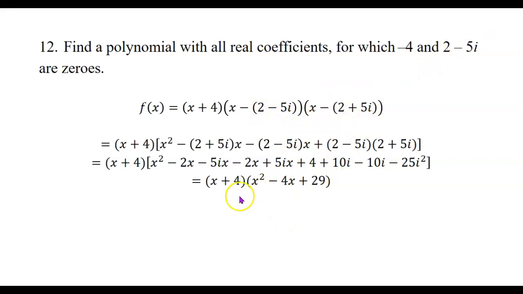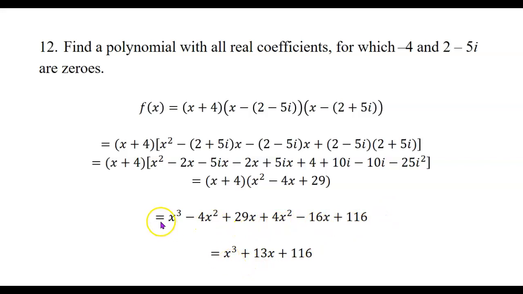The i's canceled, and we just have nice real number coefficients here. And now let's finish multiplying together the x plus 4 times the x squared minus 4x plus 29. X times x squared is x cubed, x times minus 4x is minus 4x squared, x times 29 is 29x, 4 times x squared is 4x squared, 4 times minus 4x is minus 16x, 4 times 29 is 116. Combine like terms, and that simplifies to x cubed plus 13x plus 116.